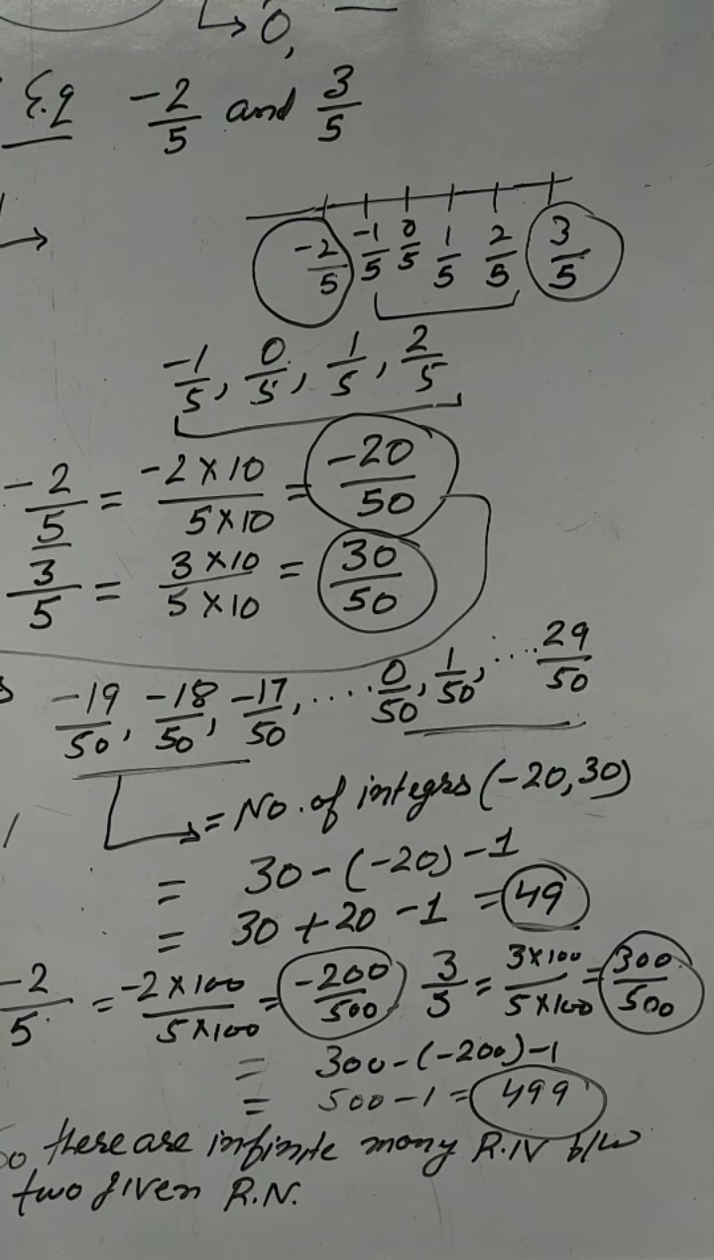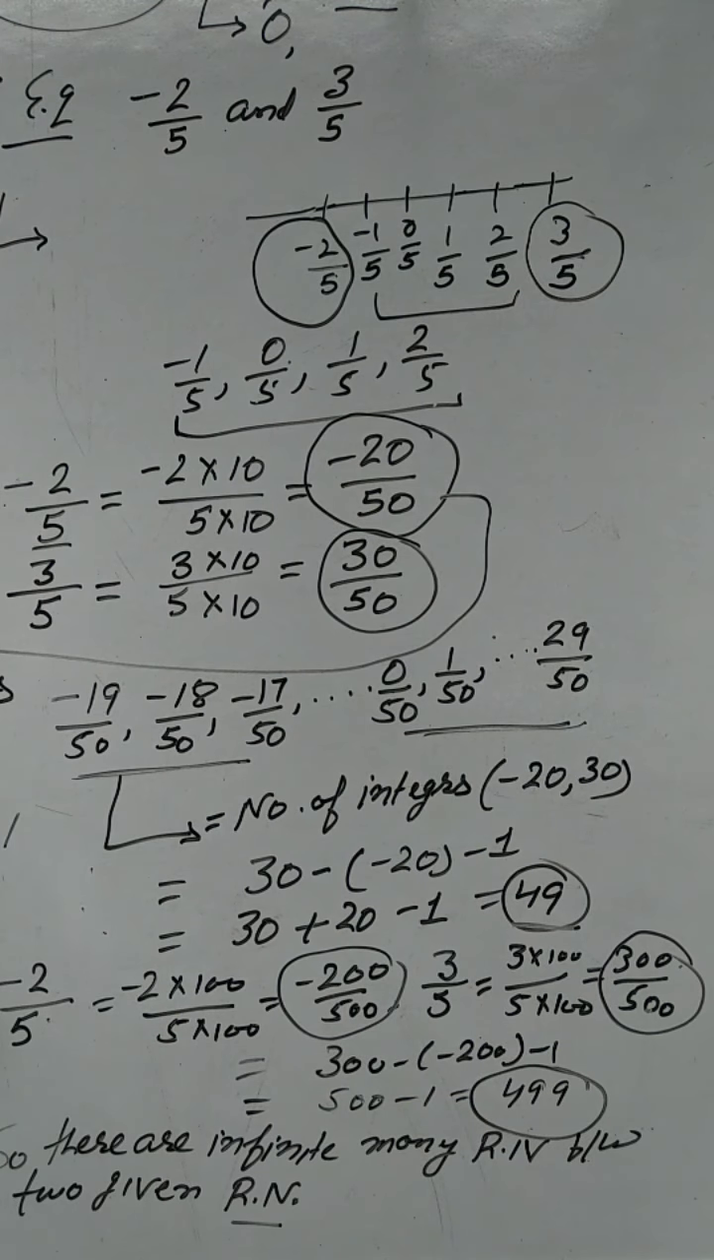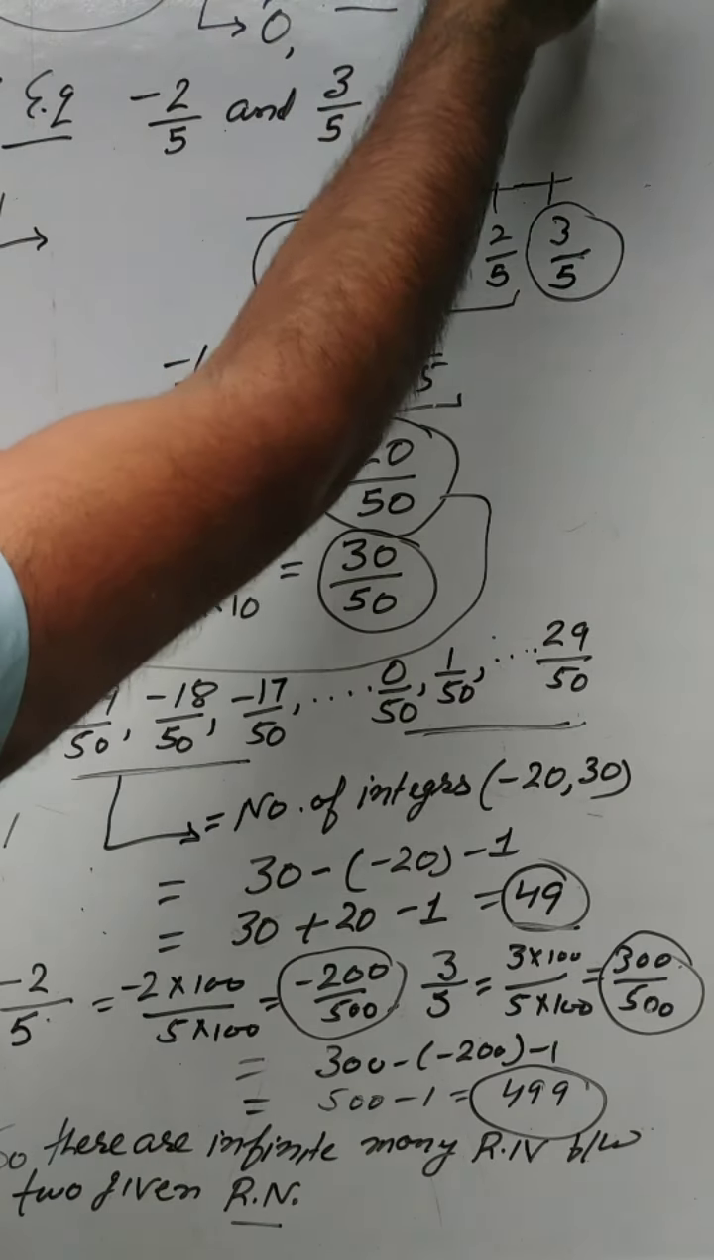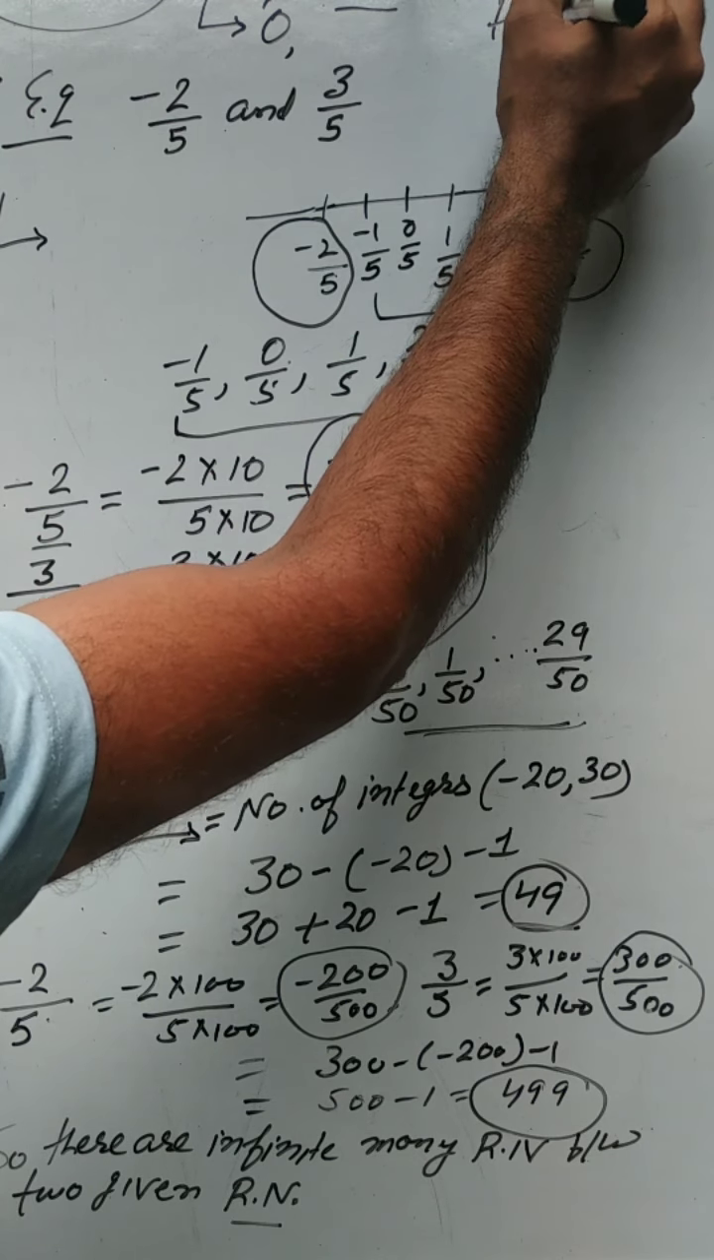Clear? Whatever number of rational numbers he asks you to find, you can easily find. If he says to find 5 numbers between two rational numbers, you can find 5. If he says 10, you can find 10. Clear beta? Understood? And this property of inserting a rational number between any two rational numbers is called the dense property of rational numbers.